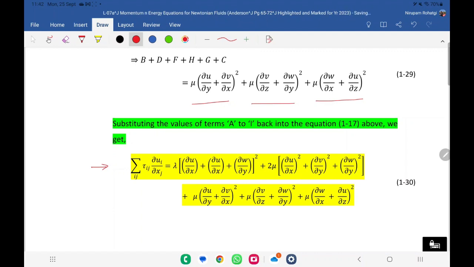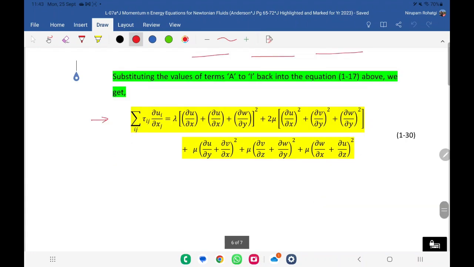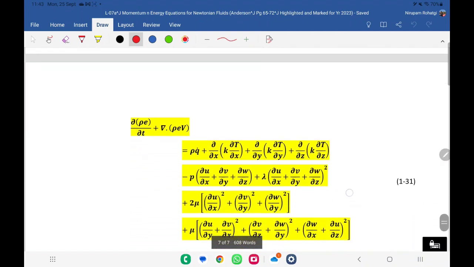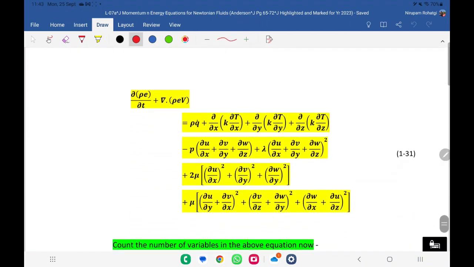So those 9 terms have been included like this. Okay, so we were here. These 9 terms have been taken care of. Now, what we have done, this is our energy equation. We have put those shear work terms here, all of them. 9 terms we have replaced. This is what we have got.